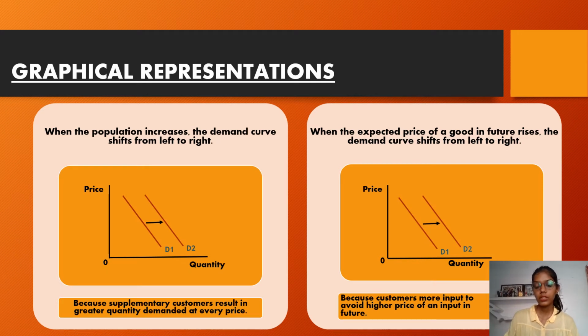When the population increases, the demand curve also increases. It shifts left to right, as a greater quantity is demanded at every price point. When the expected price of goods in the future rises, the demand also shifts left to right as it increases, because customers buy more at every price point now in anticipation of the future.